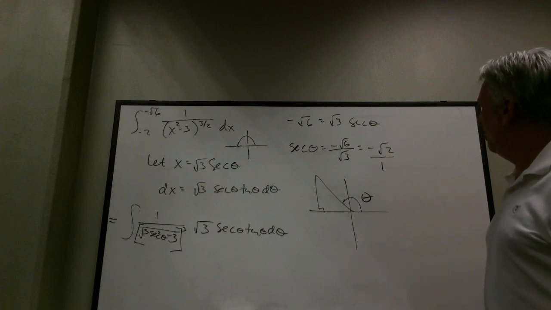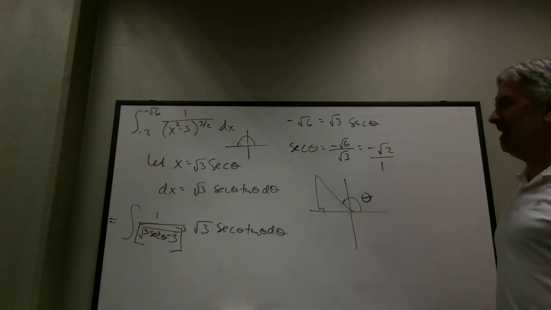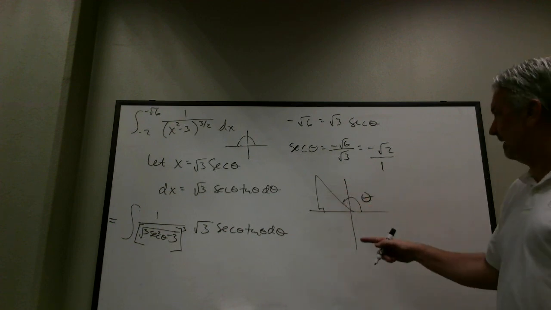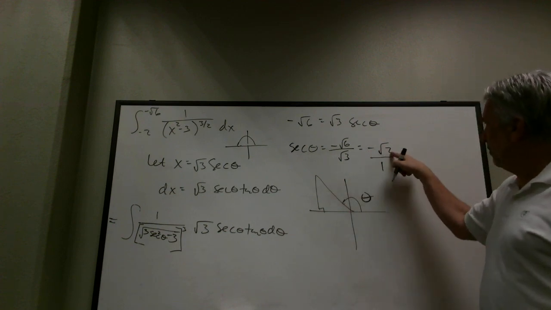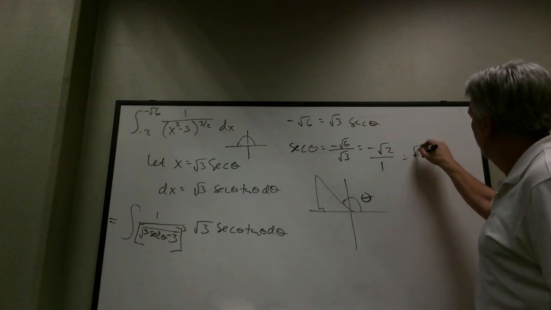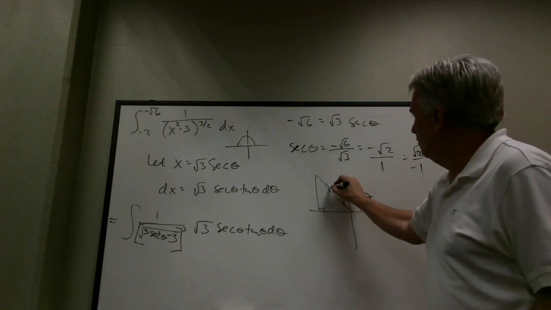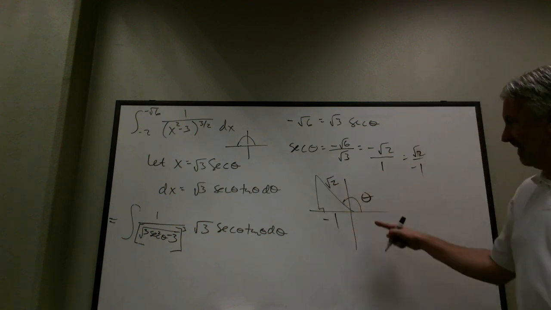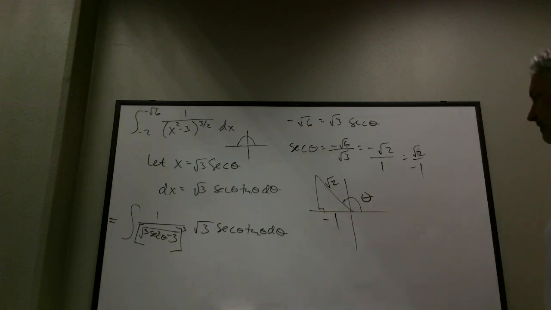Again, if you think of that as being over 1, secant is the hypotenuse over the adjacent. Now remember, the hypotenuse is never negative. So even though I wrote the negative on the root 2, it's really on the 1. So the hypotenuse is root 2, and the adjacent side, x value, is negative 1. I'm not saying the length is 1, I'm saying x is negative 1.